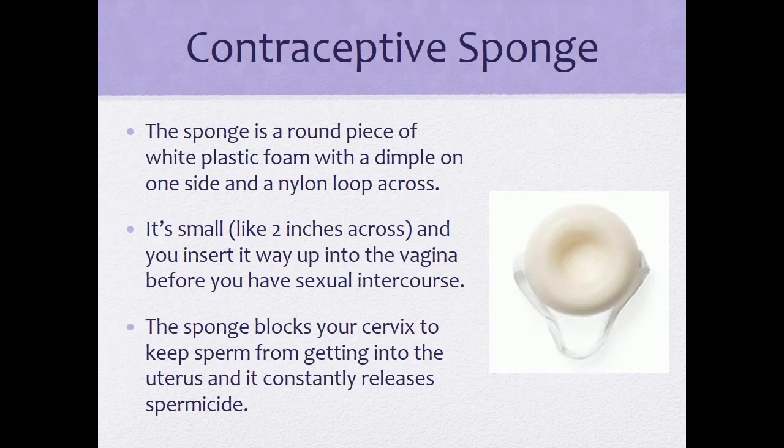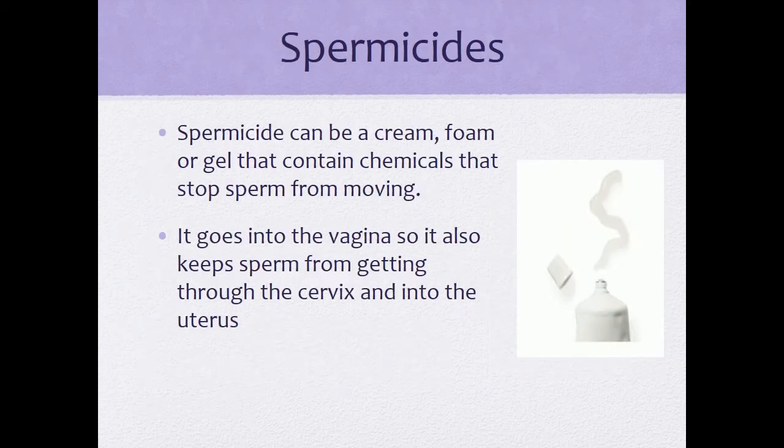Contraceptive sponge. The sponge is a round piece of white plastic foam with a dimple on one side and a nylon loop across. It's small, like 2 inches across, and you insert it way up into the vagina before you have sexual intercourse. The sponge blocks your cervix to keep sperm from getting into the uterus, and it constantly releases spermicide. Spermicides. Spermicide can be a cream, foam or gel that contain chemicals that stop sperm from moving. It goes into the vagina, so it also keeps sperm from getting through the cervix and into the uterus.